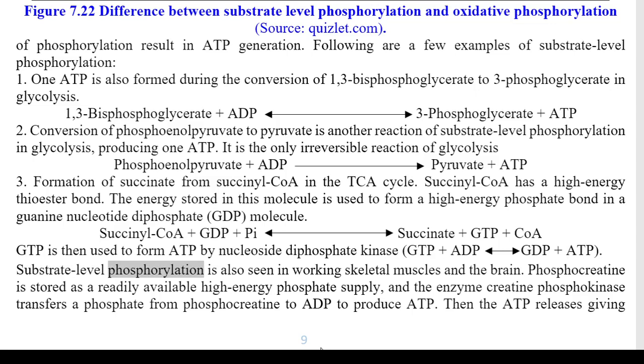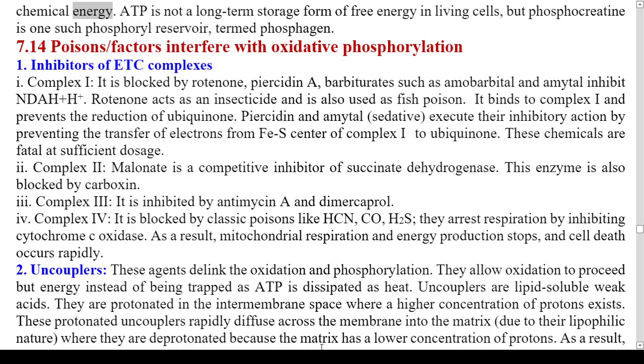Substrate level phosphorylation is also seen in working skeletal muscles and the brain. Phosphocreatine is stored as a readily available high-energy phosphate supply, and the enzyme creatine phosphokinase transfers a phosphate from phosphocreatine to ADP to produce ATP. Then the ATP releases, giving chemical energy. ATP is not a long-term storage form of free energy in living cells, but phosphocreatine is one such phosphoryl reservoir, termed phosphagen.